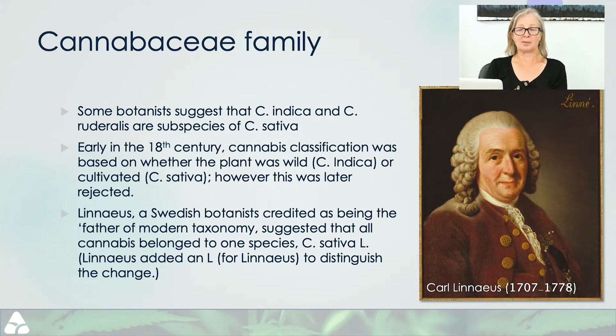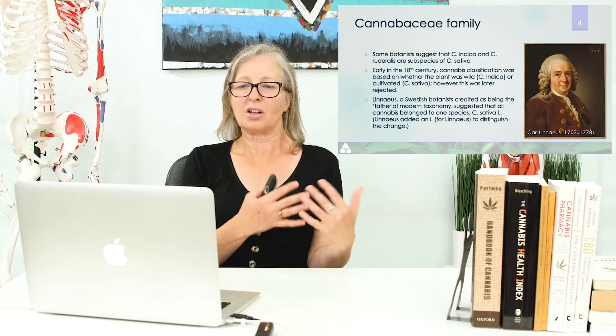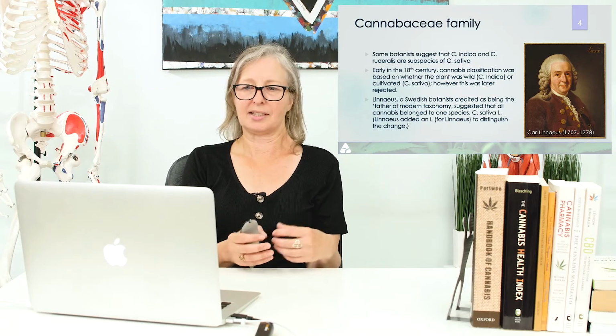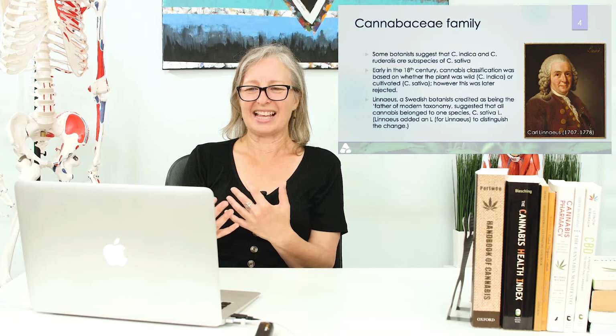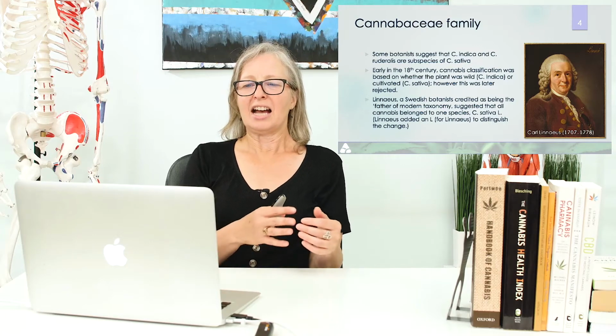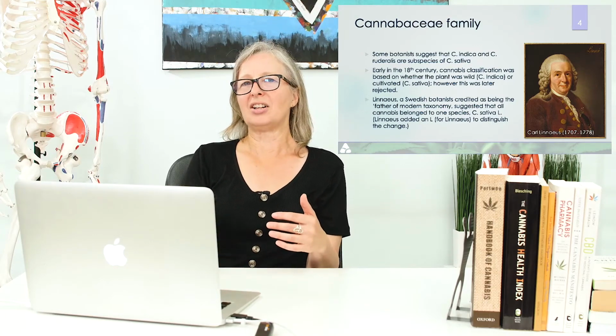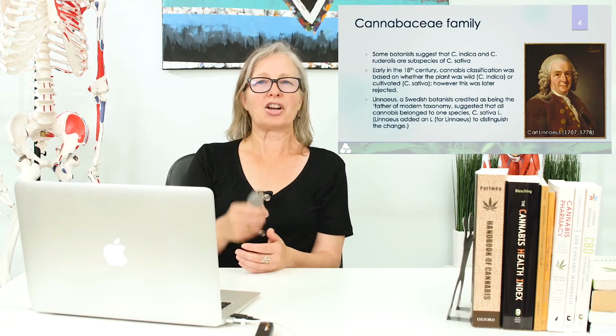Linnaeus, the Swedish botanist, is credited as the father of modern taxonomy, and taxonomy is just how plants are classified into families and genera, those kinds of things. He suggested that all of cannabis belonged to just one species, Cannabis sativa. And he added that L after it, for Linnaeus, to distinguish the change. So often you might see Cannabis sativa L, and that's just because the botanist wanted to put his mark on it.